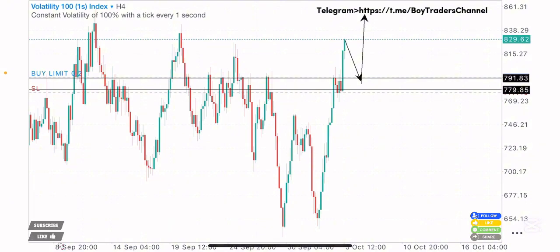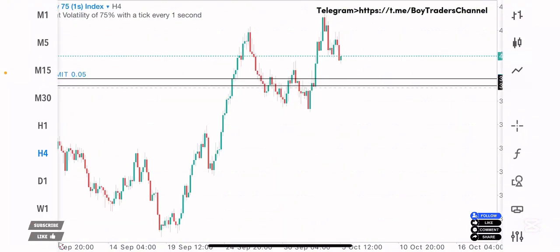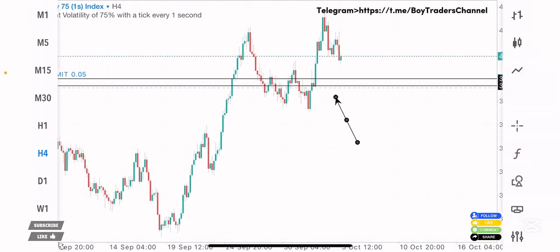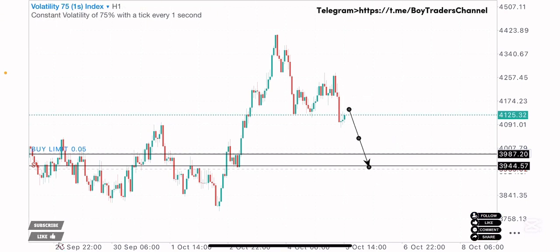Long-term buys expected basically, and Volatility 51S index also got a buy limit order placed on my expected buy zone, expecting the buys from this point on price retracing to my buy zone for the buys.